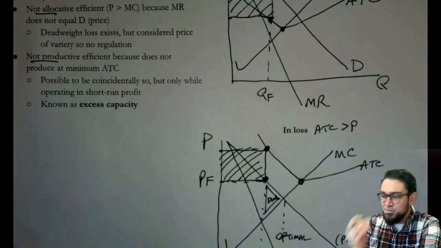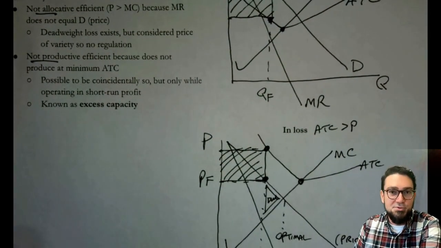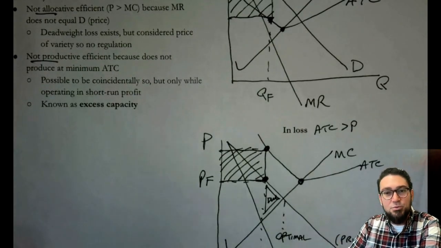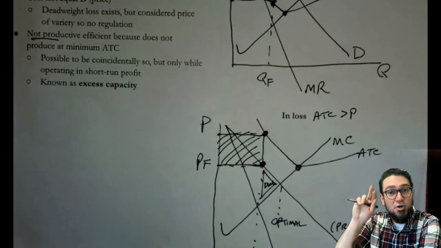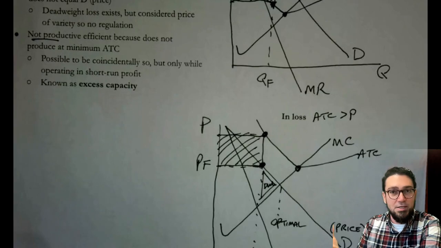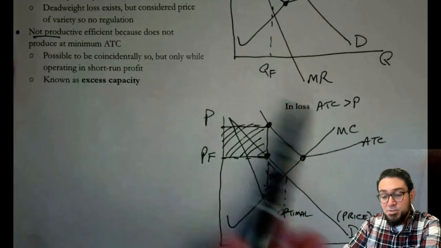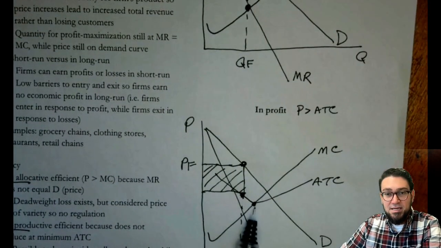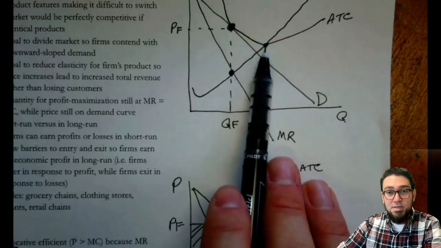But generally, economists don't say we should go in and price regulate restaurants or grocery stores, because they have a variety of choices, and if we did that, you would eliminate those choices. So it's really considered the price of variety. So we don't typically regulate restaurants and things like that. It's also not productive efficient. You can see that they're not producing at their minimum of the ATC. They are not at the minimum of the ATC.